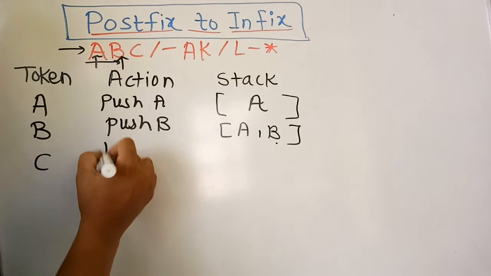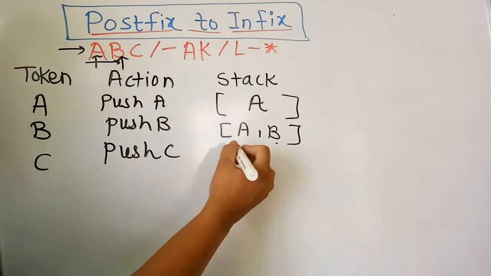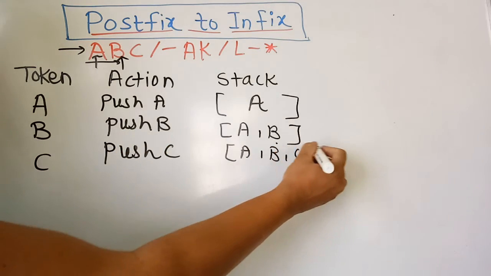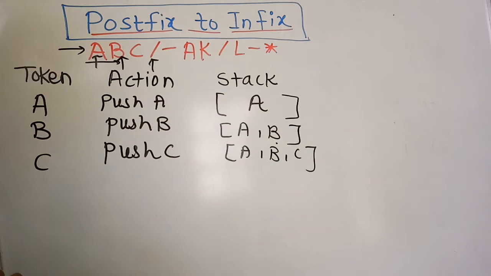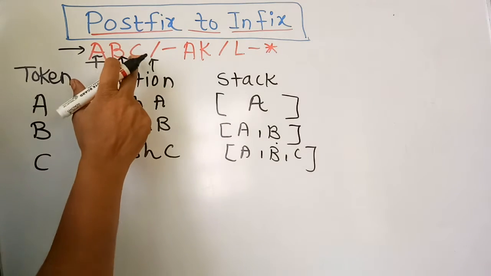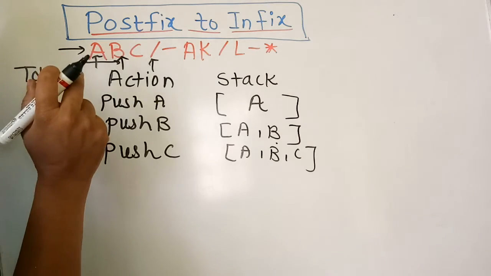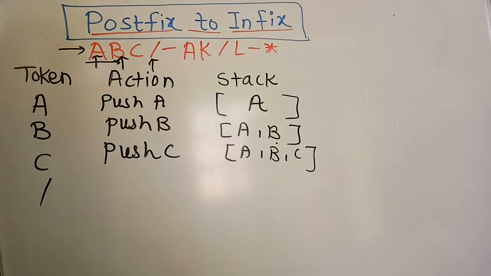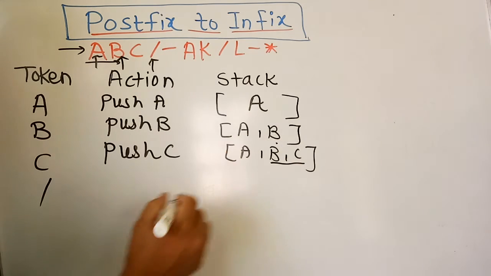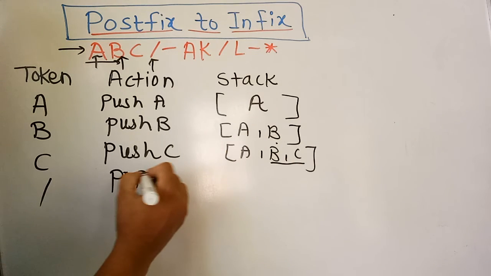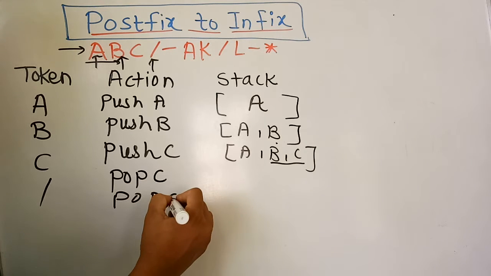Now again the input is C, that is push C. So again it is A, B, C. Now one operator is there, that is divide. When an operator comes, we have to take two operands from the stack, apply the operator, and then push the result back on the stack. So pop C, pop B.